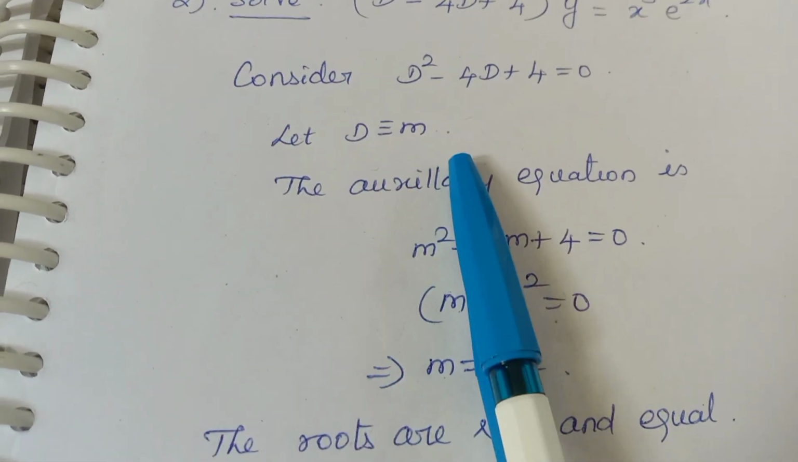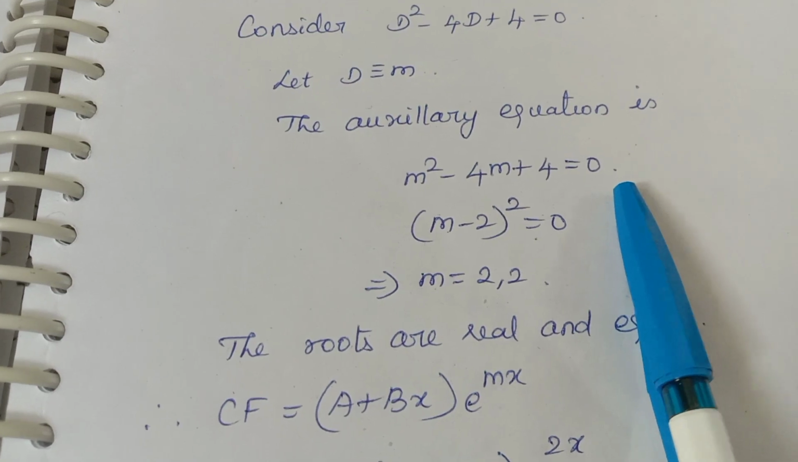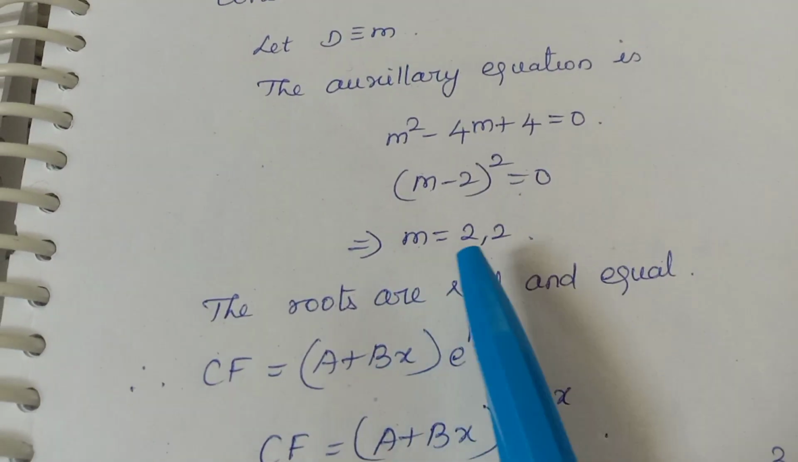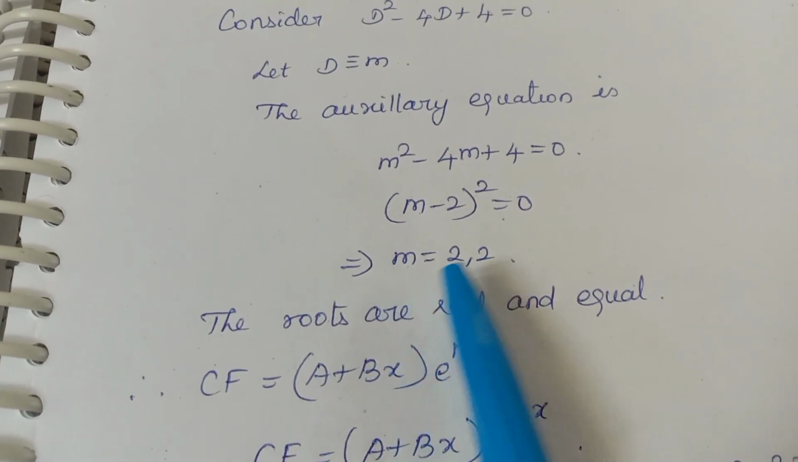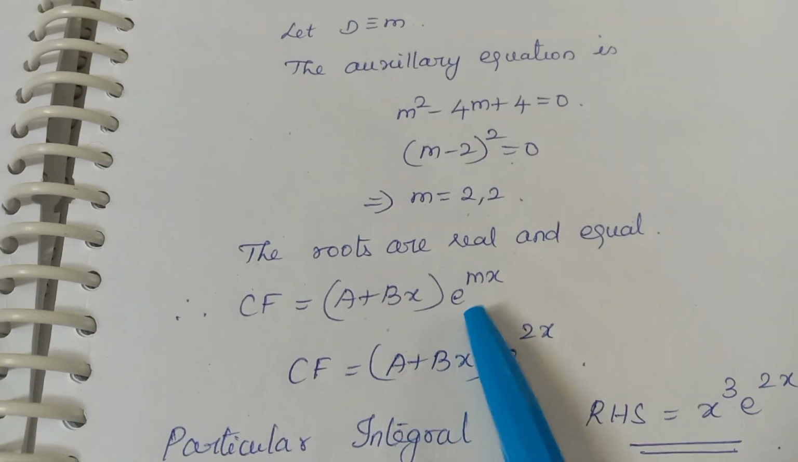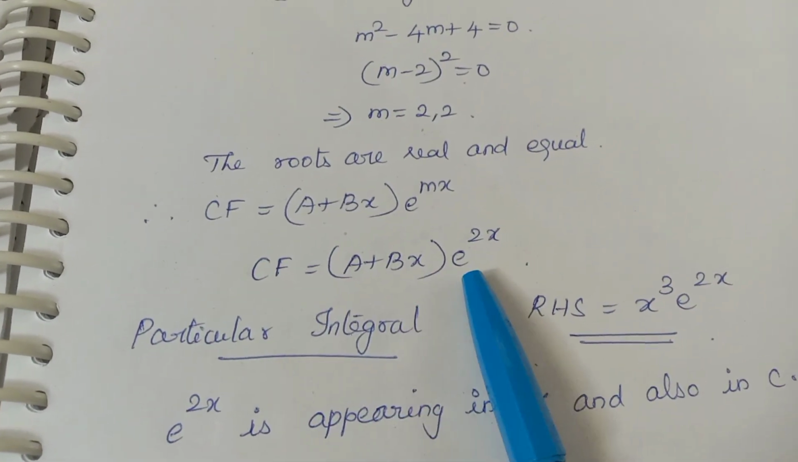Let d equal to m. So, the auxiliary equation will become m square minus 4m plus 4 equal to 0. That is m minus 2 the whole square equal to 0. So, m equal to 2 twice. So, the roots are real and equal. In that case, the complementary function is given by a plus bx e power mx. So, a plus bx e power 2x. So, this is the complementary function.